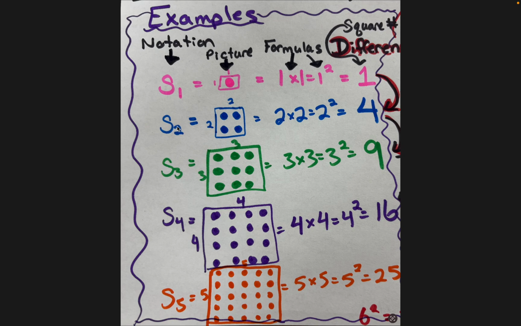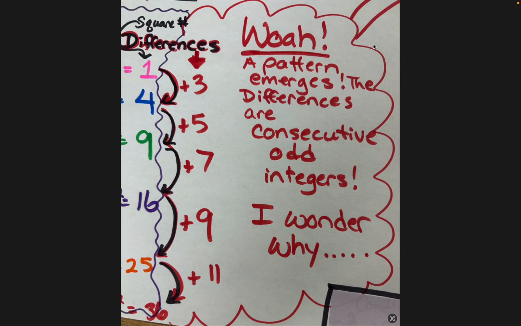The second square number, S sub 2, is what happens when you make a square out of 2 dots tall and 2 dots wide, which is 2 times 2, or 2 squared, which is 4, and so on. You can see this pattern increases. I've shown all the way up through the 5th square number here. And now, we all know this, that these are square numbers, but now let's look at the difference between them.